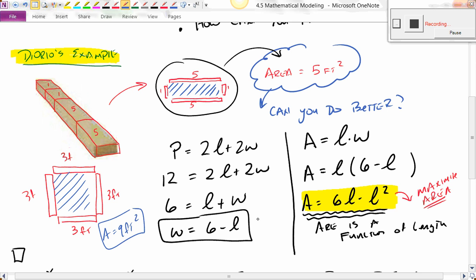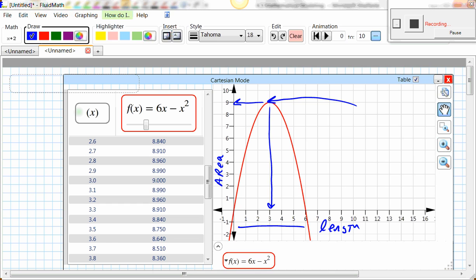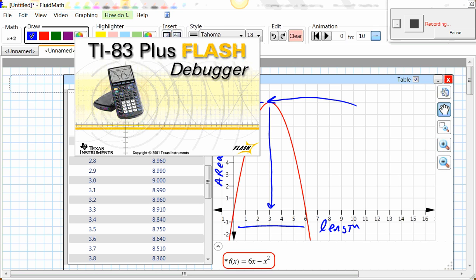Okay, so a little bit of algebra here relating the two functions together, and then a little bit of analysis using your graphing calculator. And there is a way to get this point on the graphing calculator as well, so I'm going to show you how to do that right now too.